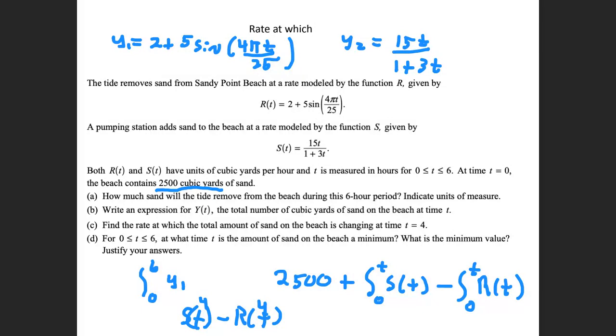Okay, and I didn't plug these into my calculator. So what do you get if you do s of 4 minus r sub 4? What did you get?